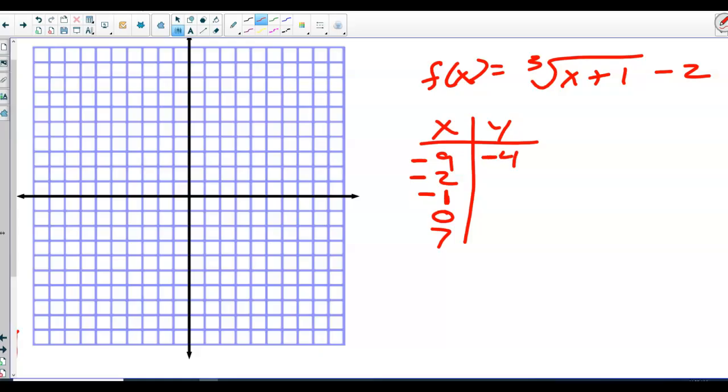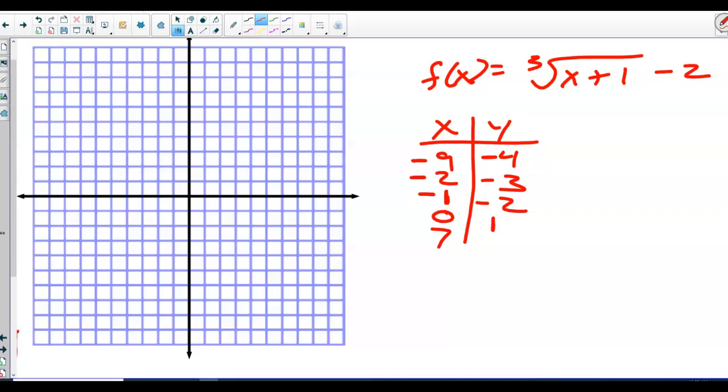Negative 2 minus 2 is negative 4. Negative 2 plus 1 is negative 1. The cube root of negative 1 is negative 1. Negative 1 minus 2 is negative 3. Negative 1 plus 1 is 0. 0 minus 2 is negative 2. 0 plus 1 is 1. The cube root of 1 is 1. 1 minus 2 is 1.